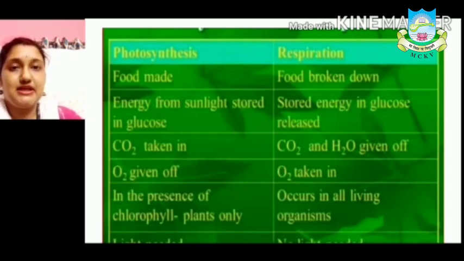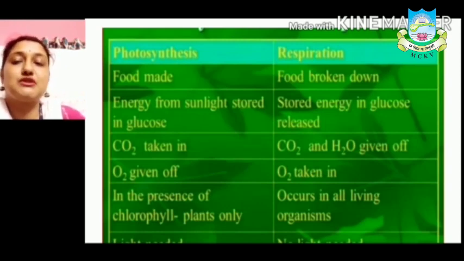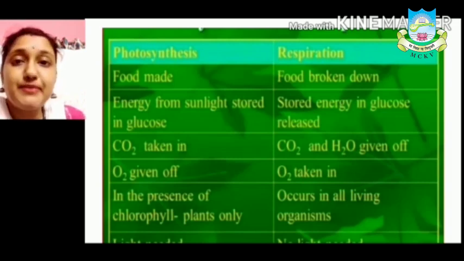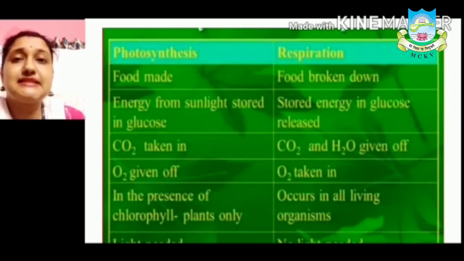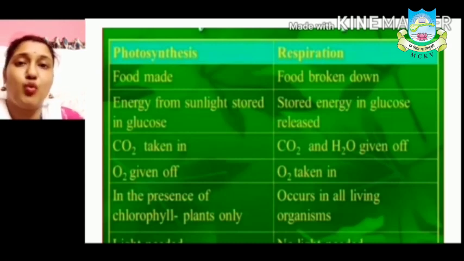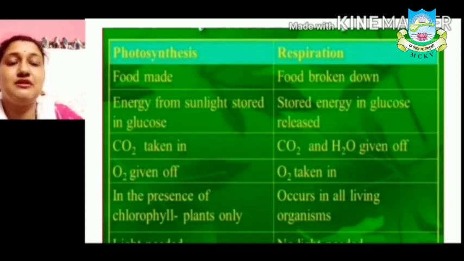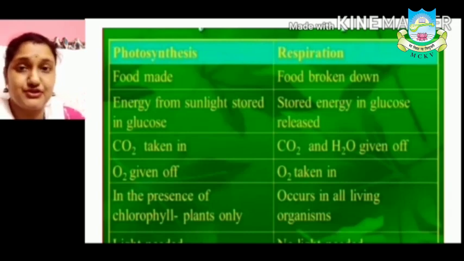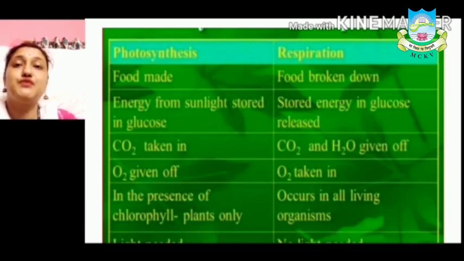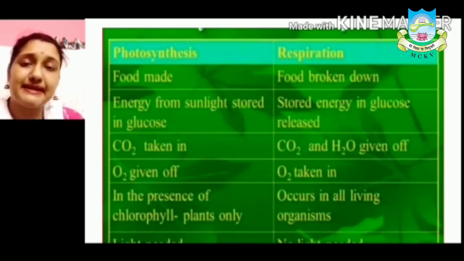Difference between photosynthesis and respiration. We know photosynthesis is the process by which plants make their own food with the help of carbon dioxide, water, sunlight and chlorophyll, and it produces glucose, oxygen and water. But respiration is the process by which food will completely break down in the presence of oxygen. So in photosynthesis, food will be produced. In respiration, food will break down, maybe completely or incompletely.